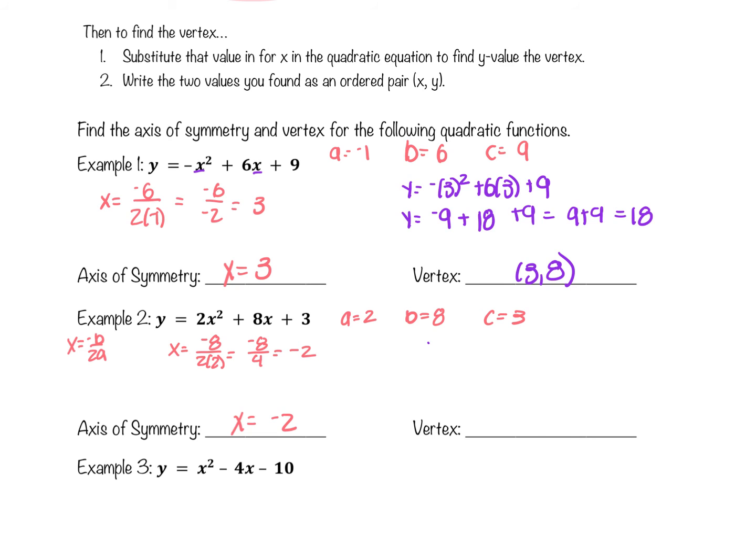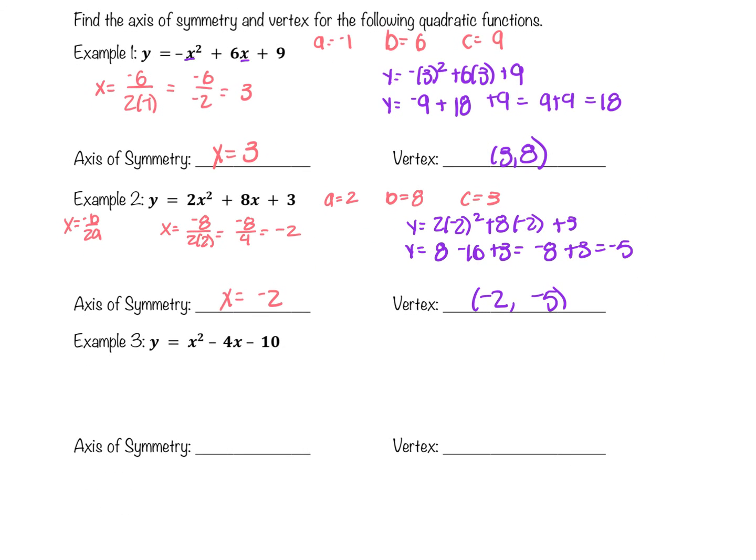Then I want to find my vertex, so I'm going to plug that in for each of my x's. Negative 2 squared is 4, and then 4 times 2 is 8. 8 times 2 is negative 16, and then I get plus 3. 8 minus 16 is negative 8, and then negative 8 plus 3 is negative 5. So I find my vertex to be negative 2, negative 5.